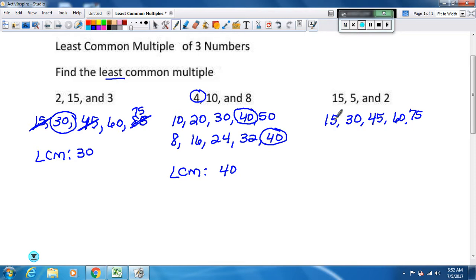Well, actually, anything that ends in a 5 or a 0 is divisible by 5. So 5 goes into all of these. So then you want to see 2. 2, that's even numbers, 2, 4, 6, 8, 10. So the first even number is this one right here. So you can do 30 divided by 15 is 2, 30 divided by 5 is 6, and 30 divided by 2 is 15. So 30 is your least common multiple.